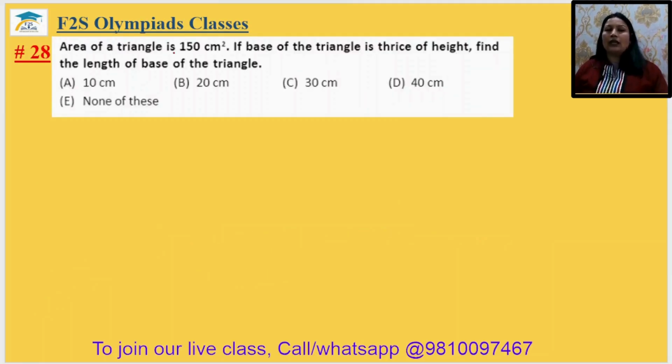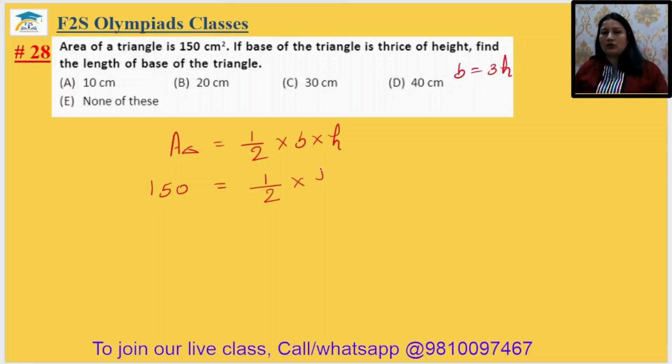Question number 28. Area of a triangle is 150 centimeter square. If base of the triangle is thrice of its height, find the length of the base of the triangle. So we know that area of a triangle is half into base into height. And here it is written that base of the triangle, it means B equal to 3h, thrice of the height. So 150 will be equal to 1 by 2 into 3h into h. This implies h square equal to 150 multiplied by 2 upon 3.